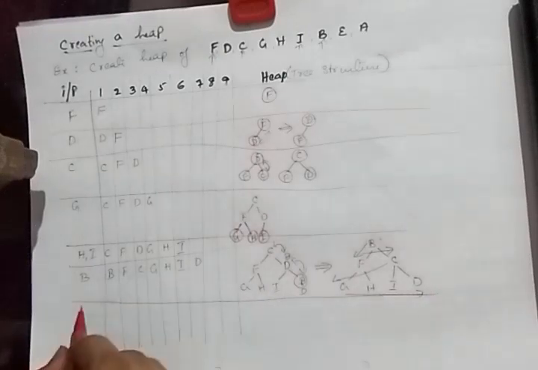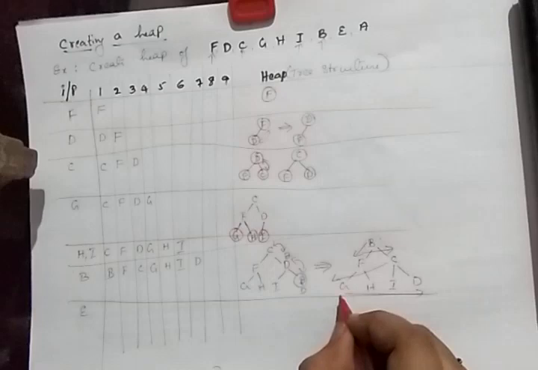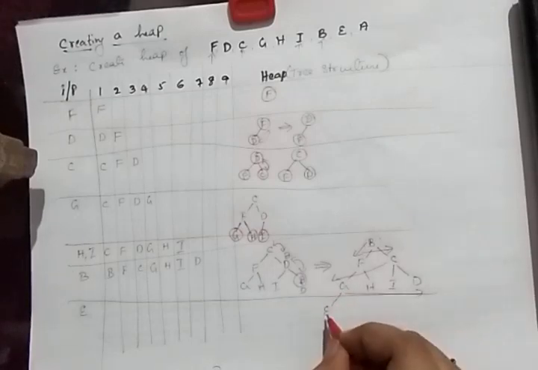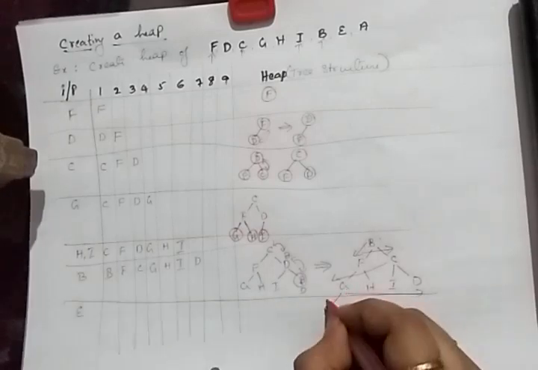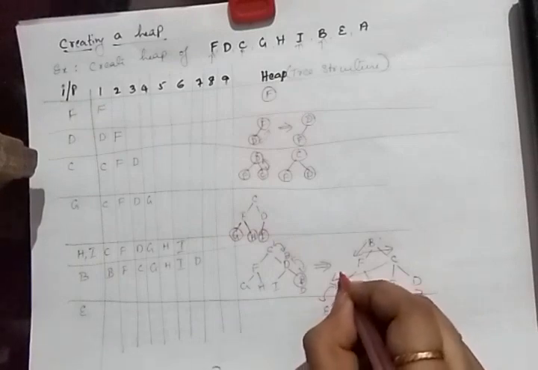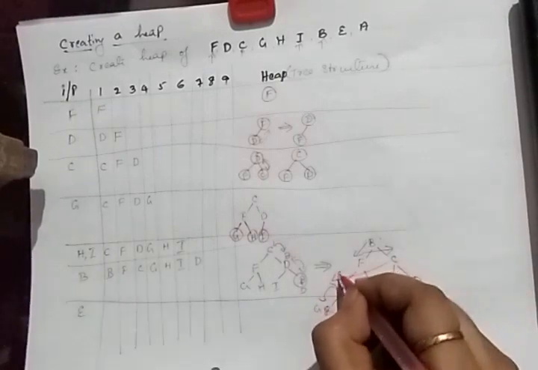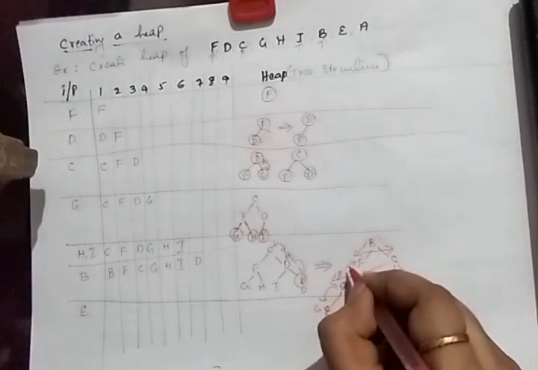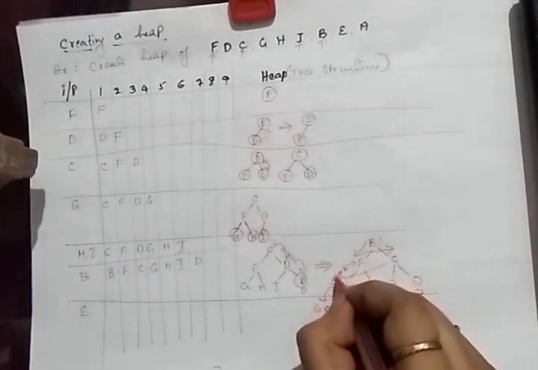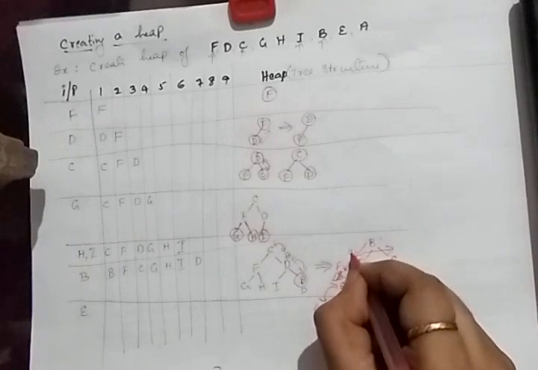What is the next input? You have E as the next input, where you are going to put E to the left of G. E is less than G, so you need to swap. You will get E over here, G over here. Next, E is less than F, you need to swap. You will get F over here, E over here.